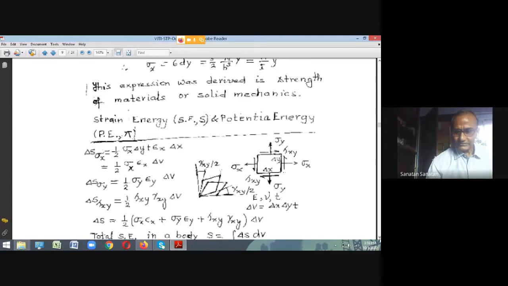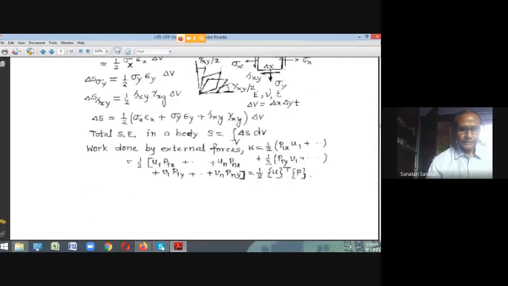So finally, the strain energy in the element is going to be nothing but delta S is half of sigma x into epsilon x plus sigma y into epsilon y plus tau xy into gamma xy, multiplied by the volume element.